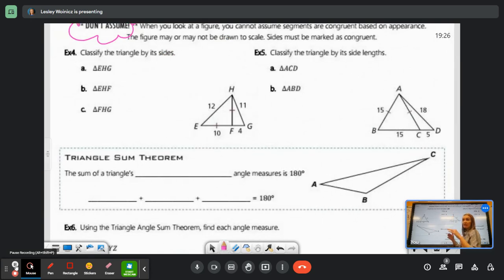Or from the markings or a given, we can make a series of logical deductions, right? Like we can figure out, but we can't just like, oh, looks right. No, you can't do that. All right.